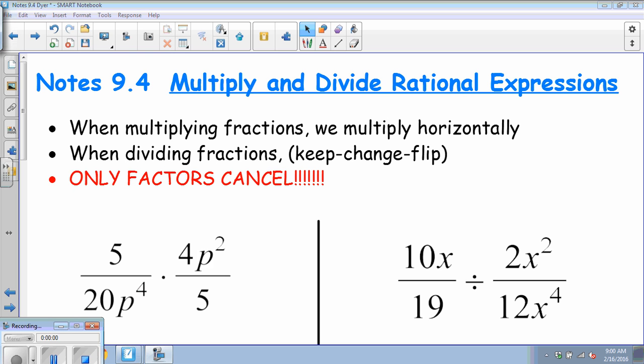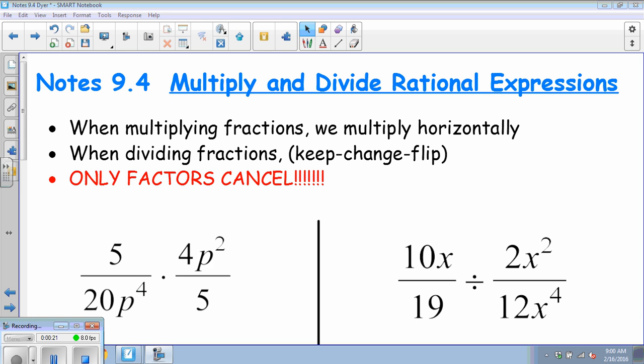So, multiply and divide rational expressions. A rational expression is a fraction that involves variables. Okay? And so, you have to remember the rules for multiplying and dividing regular fractions, because I tell people the rules don't change when there's variables involved.